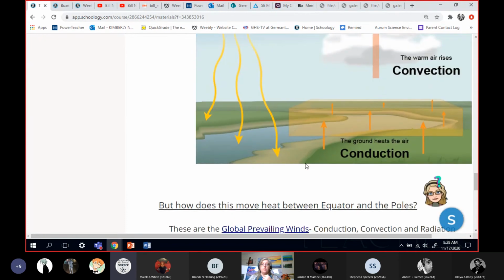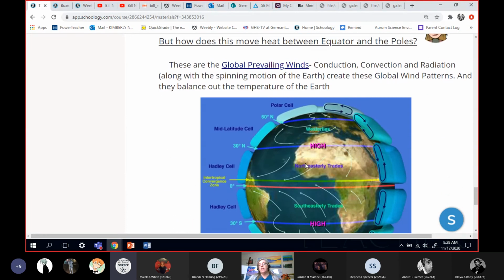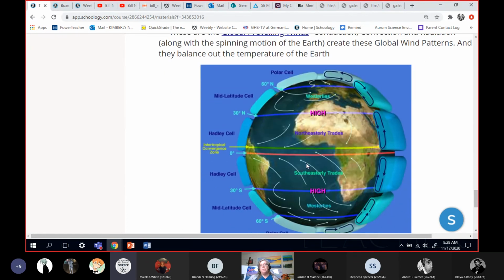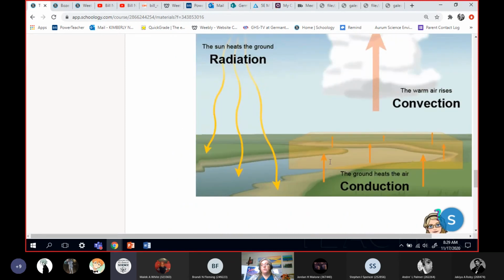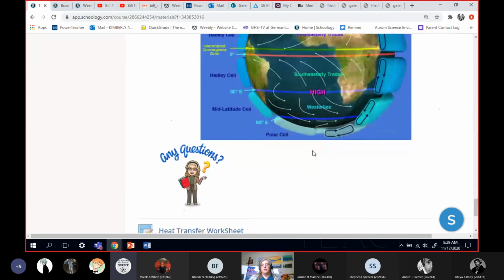All right, so now we started off with the question, how does the heat move between the equator and poles? Because of all three of these working together, and the spinning of the earth, we actually get these prevailing winds. It comes up off the poles, and it hits and it tries to move up. The cooler air sinks down and then it hits the equator again and it moves up. Now, it would normally be one big circle, but the spinning of the earth breaks them into these bands. So that's how these three create all of the global winds.